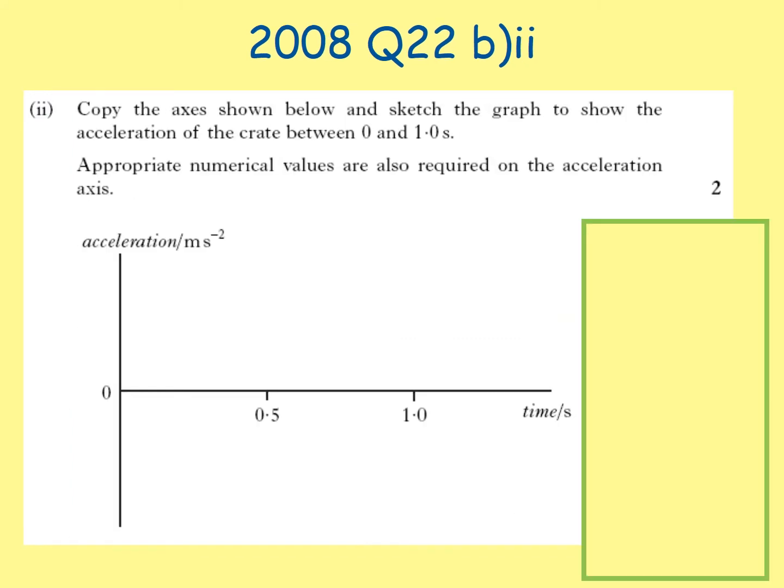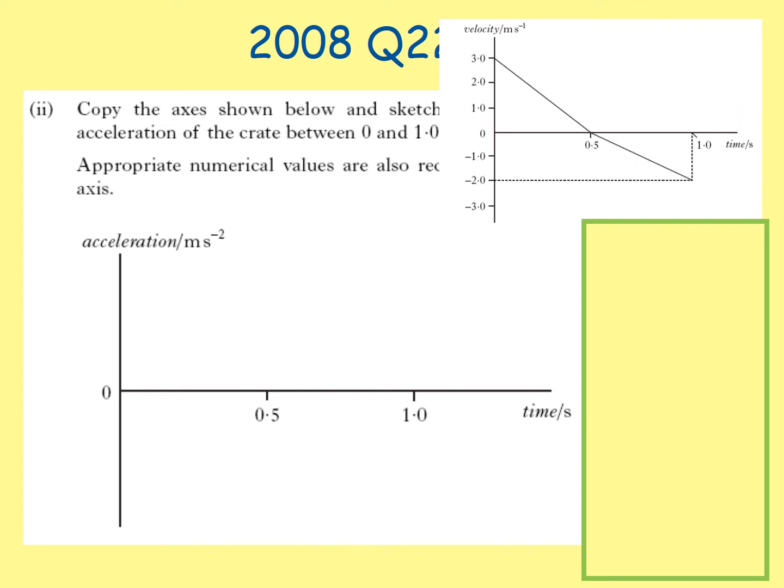For the second part of the question, we want to sketch a graph showing the acceleration of the crate between 0 and 1 seconds. We've been given values along the time axis, but we need to put appropriate numerical values along the acceleration axis. So first of all, let's have a little look at our graph that we've been using and work out some acceleration values.